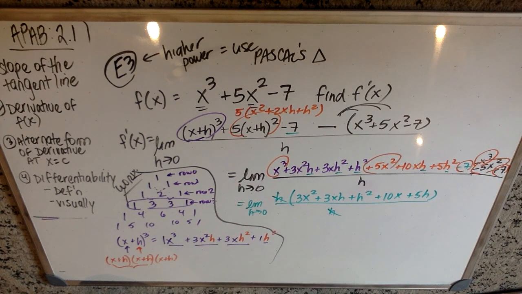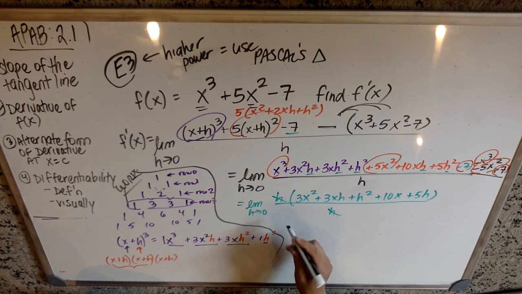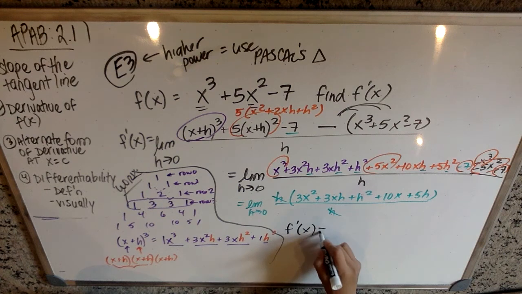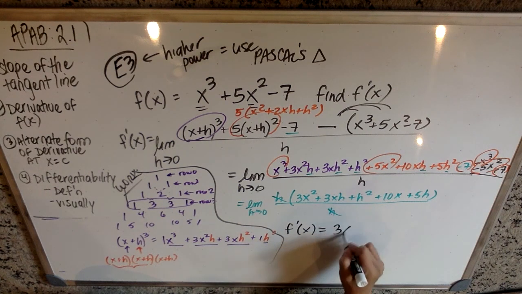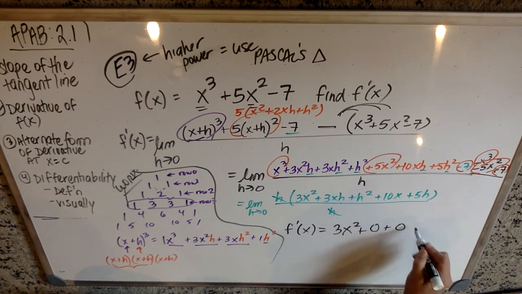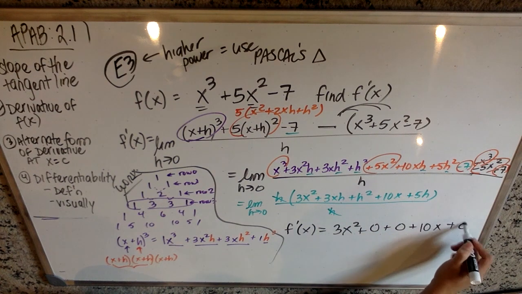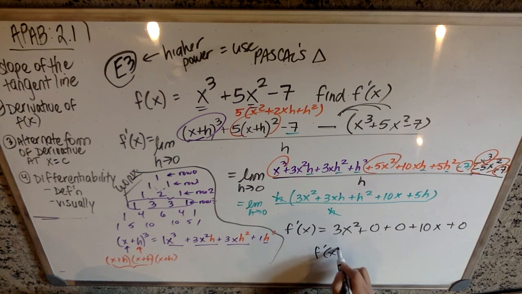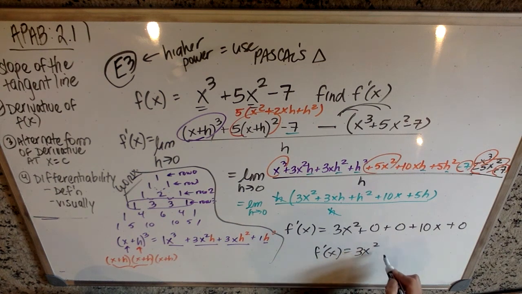So now when I plug in, any term that has an h is magically going to disappear. So my f prime of x is going to be 3x squared plus, that's got an h still, so 0 plus, that's got an h, 0 plus 10x plus 0. So my final answer is 3x squared plus 10x.